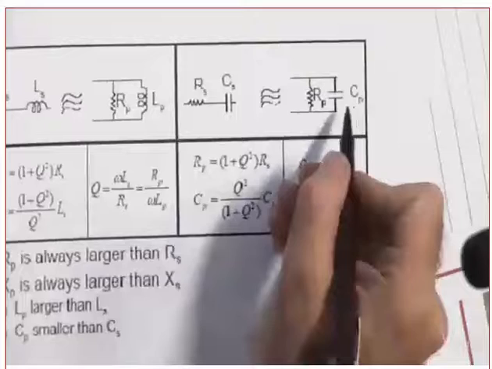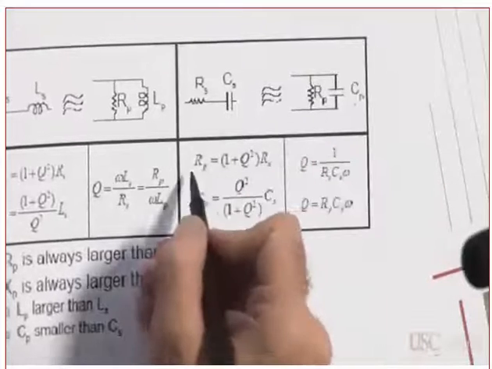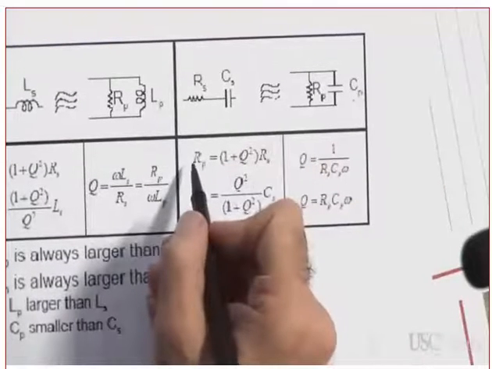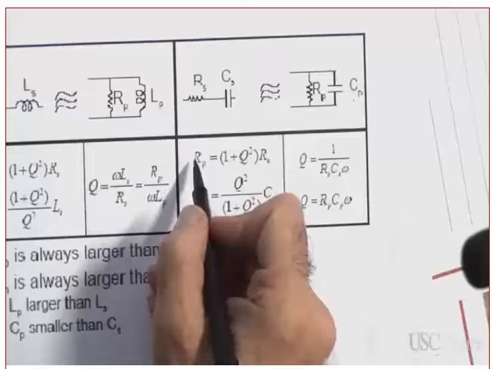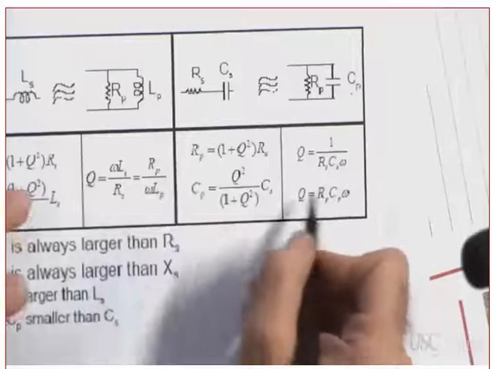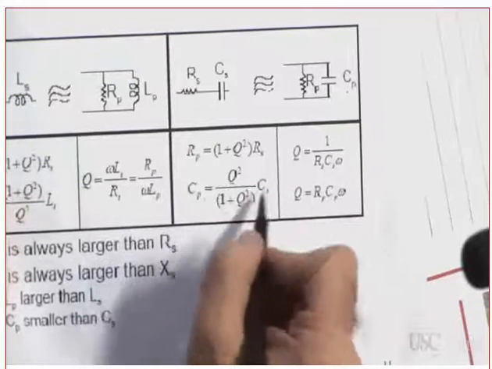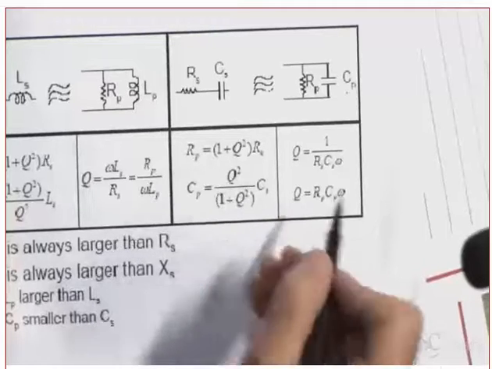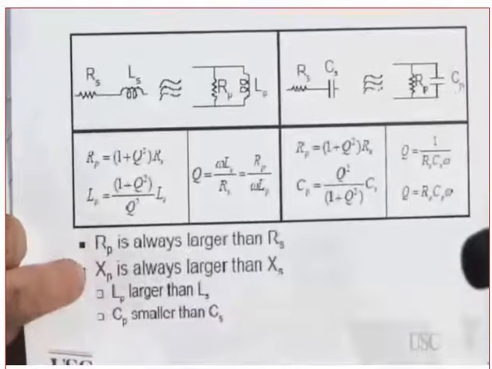But now tell me what happened. The RP became what when you change it to the series? Smaller. Did you understand that or not? The RS is smaller than RP. Did you get this or not? Whereas the capacitor is barely changing. Why? Because it's Q square over 1 plus Q square. Clear?